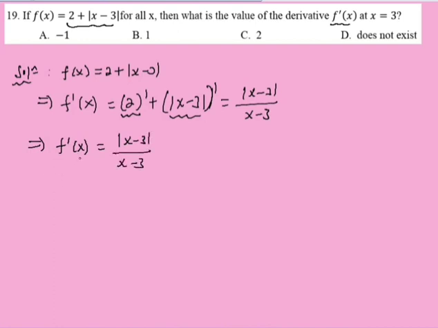So if you substitute 3 here, it will be undefined. The derivative of this function at 3 is not defined. It's undefined or does not exist. So our answer is D.